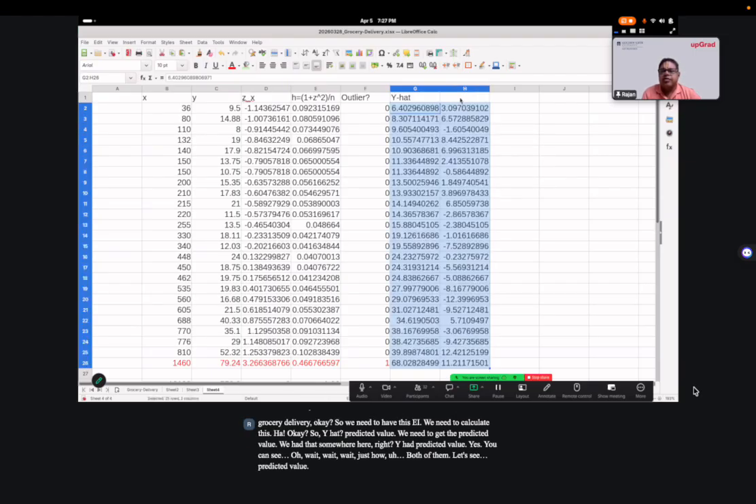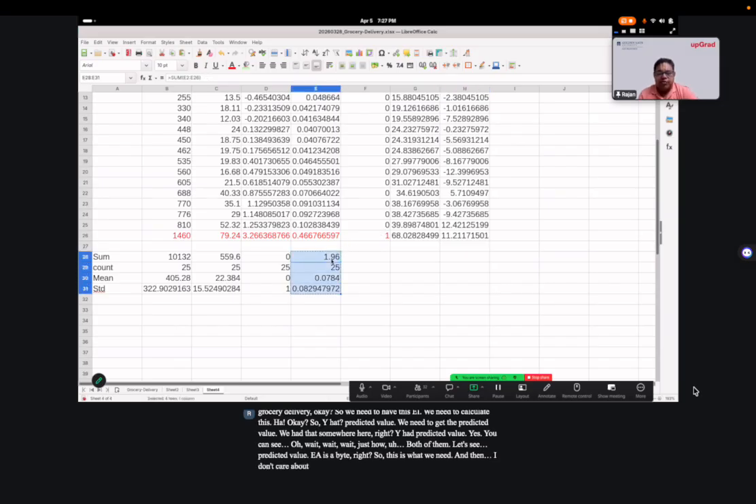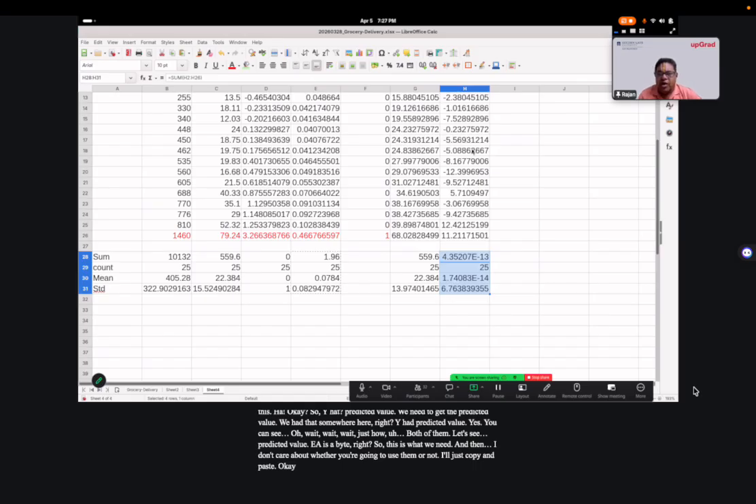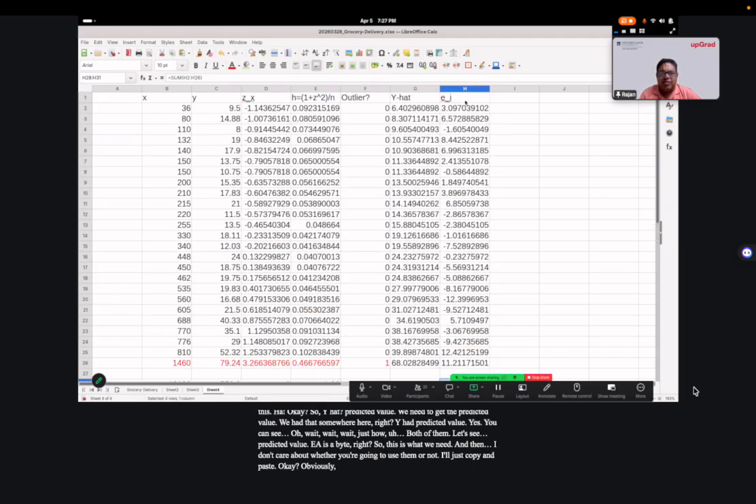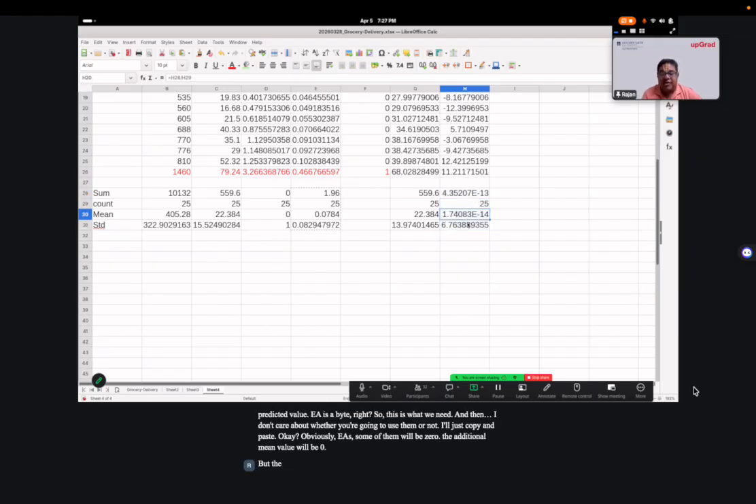Numbers. Predicted value. EI is a byte, right? So this is what we need. And then I don't care about whether we are going to use them or not. I'll just copy and paste. Obviously, EI, some of them will be 0. The mean value will be 0, but the standard deviation will be different, right? So that's what we got here.